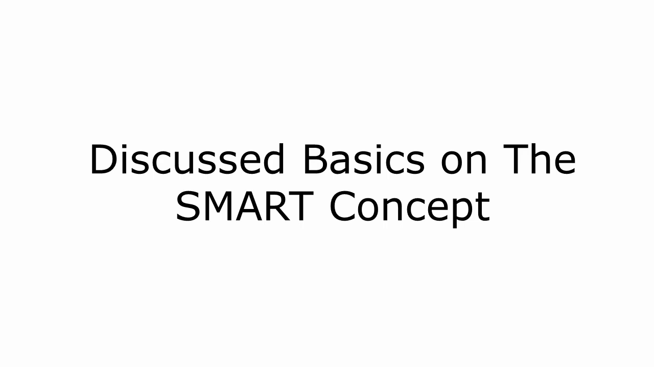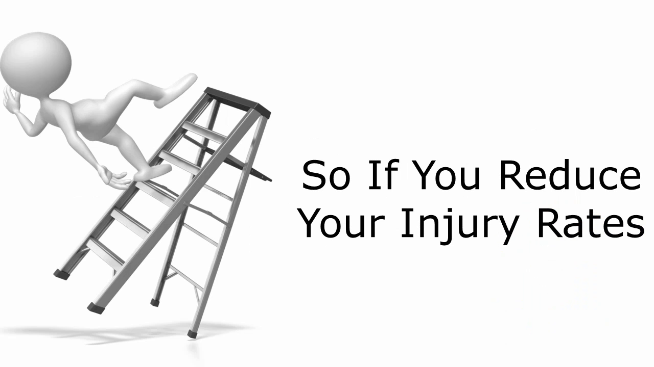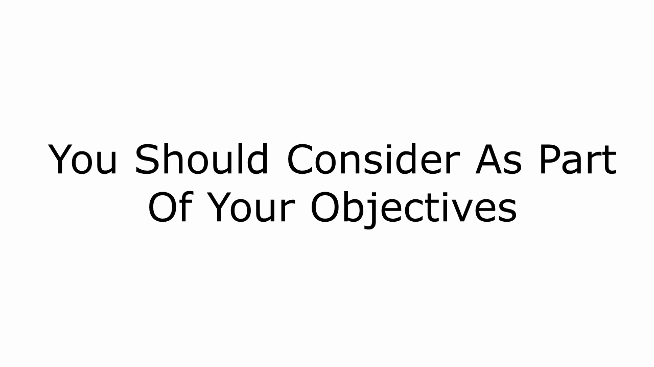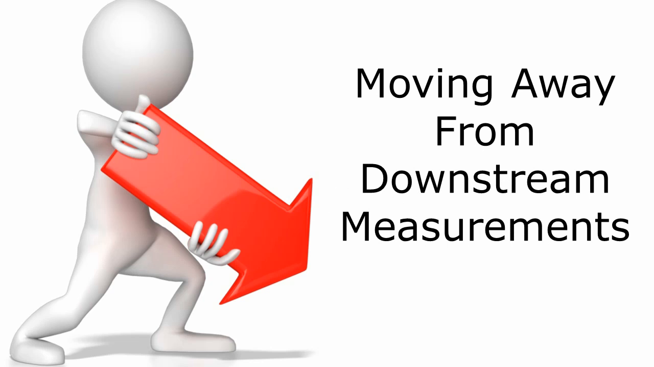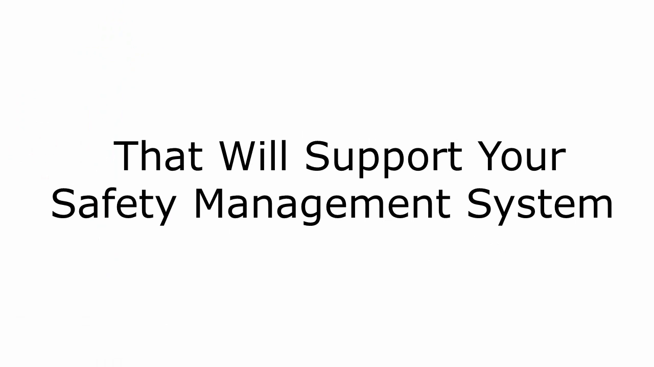In my last video, I briefly discussed the S.M.A.R.T principles and provided some examples on how to use the principles. In this session, I will briefly discuss some basic elements that can be used to measure your safety process. So if you want to reduce your injury rates based on TCIR, or total case incident rate, you should consider, as part of your objectives, moving away from just downstream measurements and look at ways to measure upstream activities that will support the safety system.